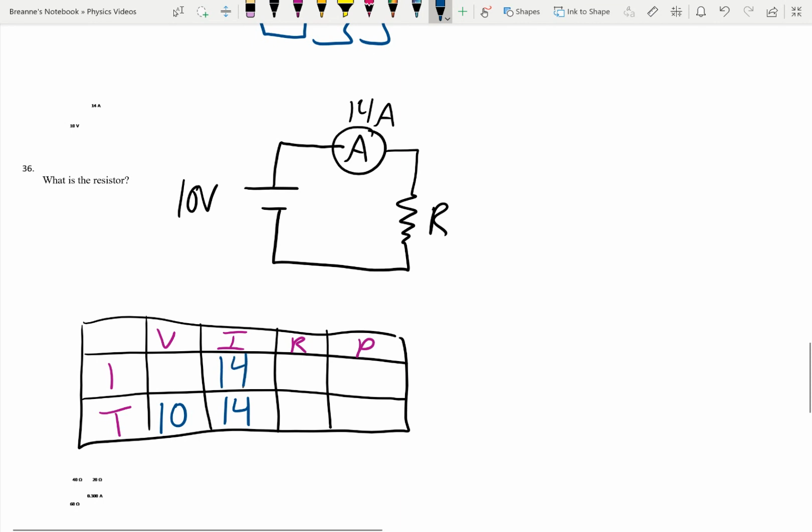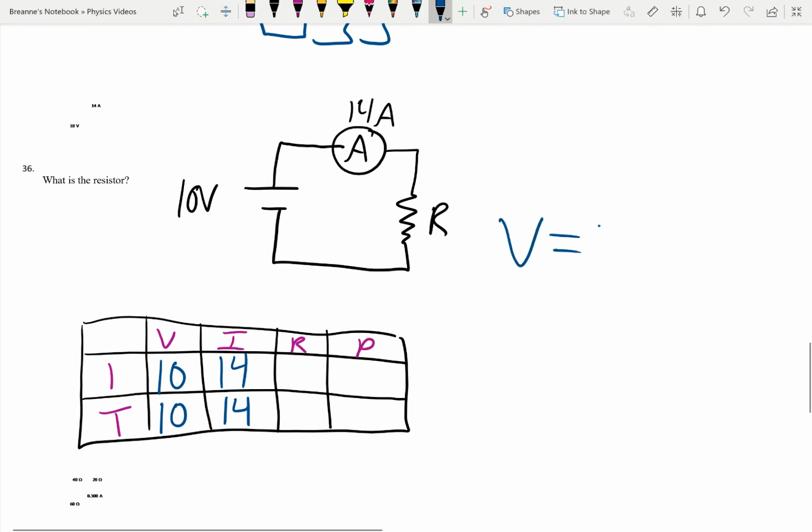So our current is the same because our current is the same for a series, even though this one only has one. Our voltage, there's only one there, so our voltage ends up being the same because there's not two resistors to pull from. So therefore, guess what? Our resistor is going to be the same.